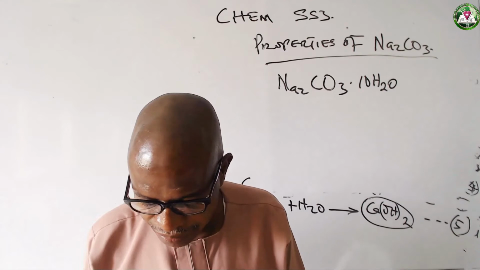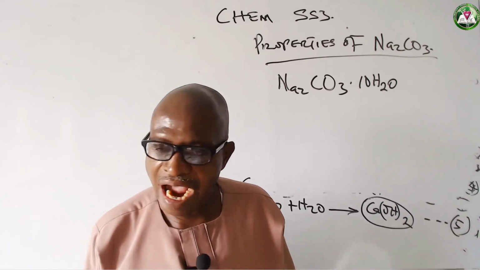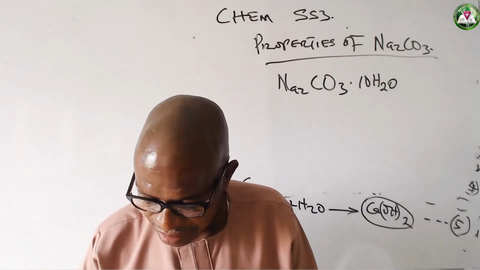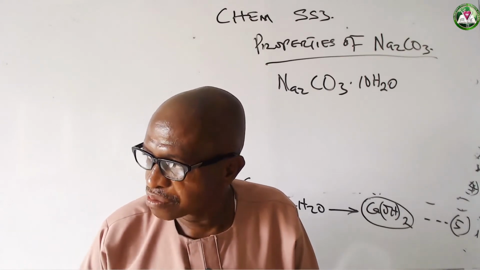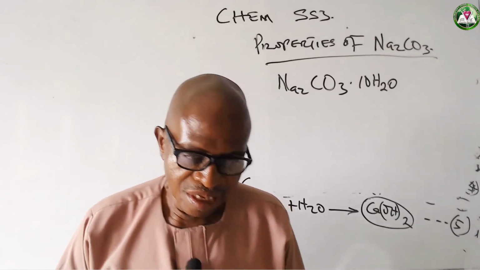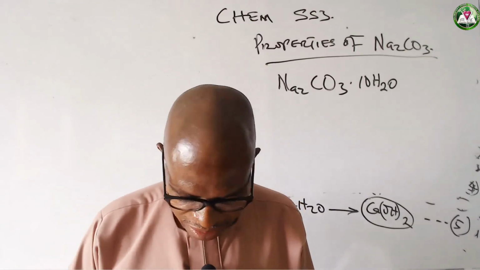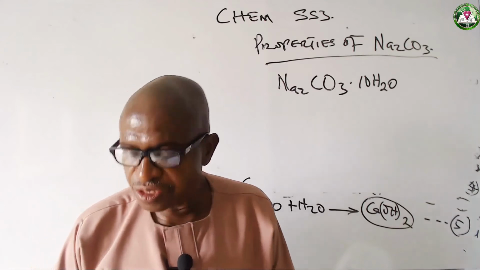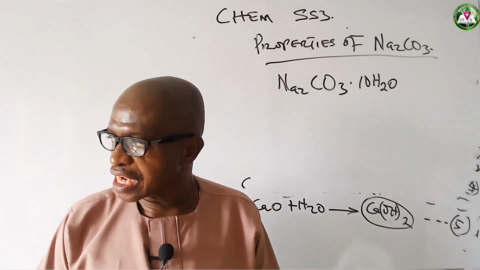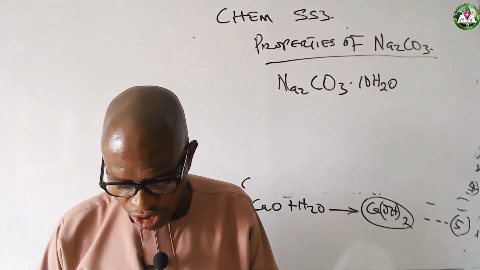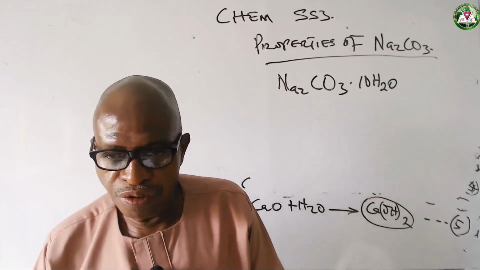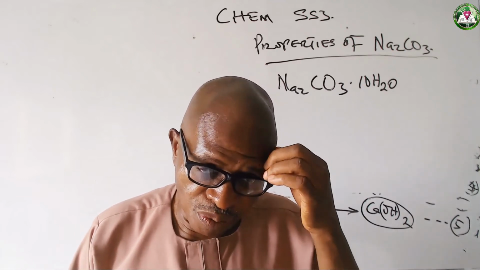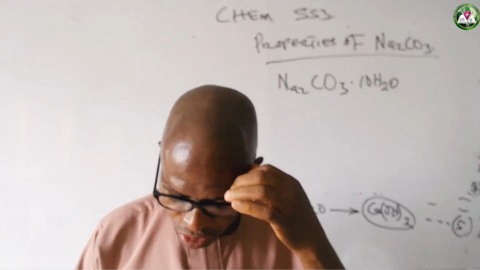Then 3. Both the anhydrous and hydrated form of sodium trioxocarbonate 4 dissolve in water, though the hydrated form is more soluble in water. Number 4, aqueous solution of both anhydrous and hydrated sodium trioxocarbonate 4 turns red litmus blue, which means it's an alkaline salt. It turns red litmus blue.